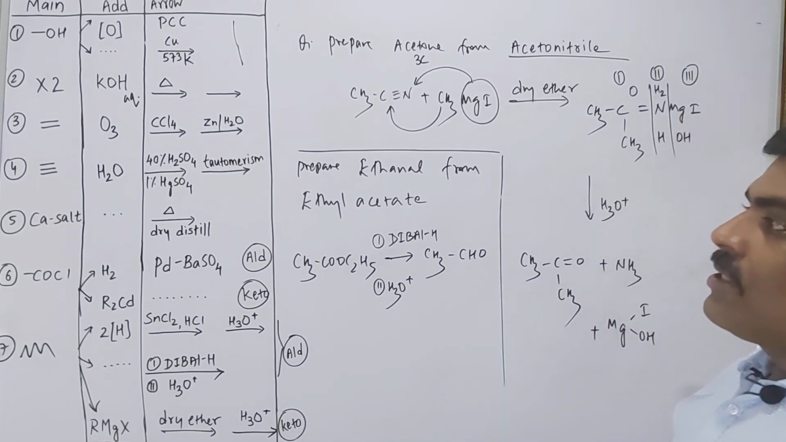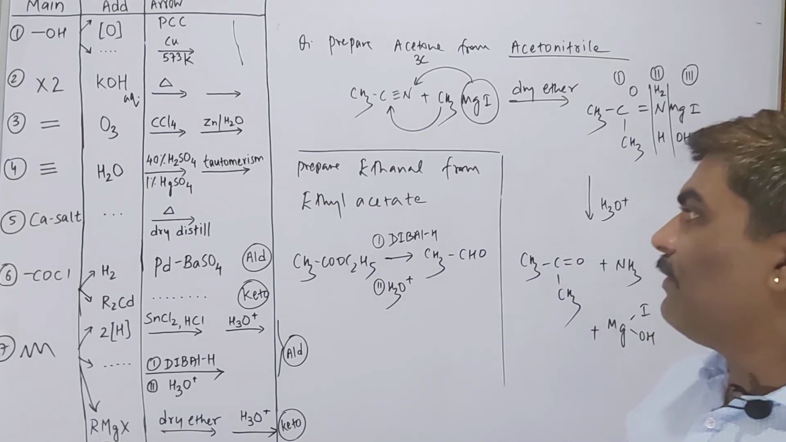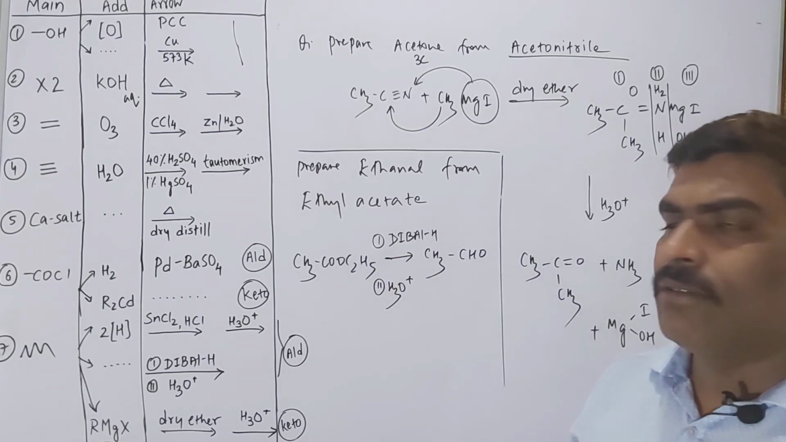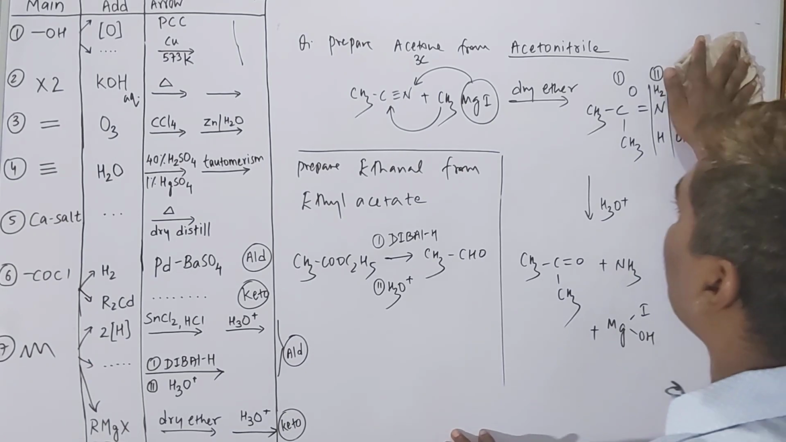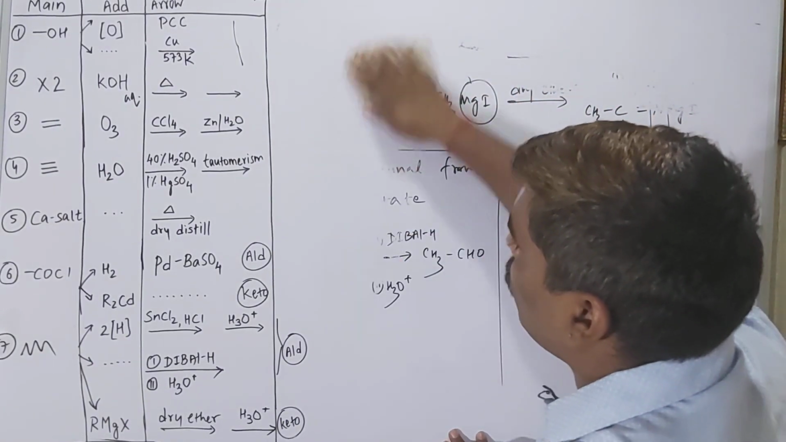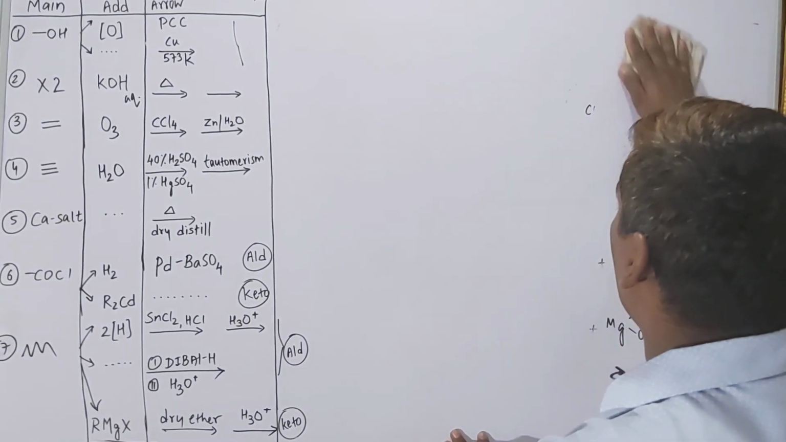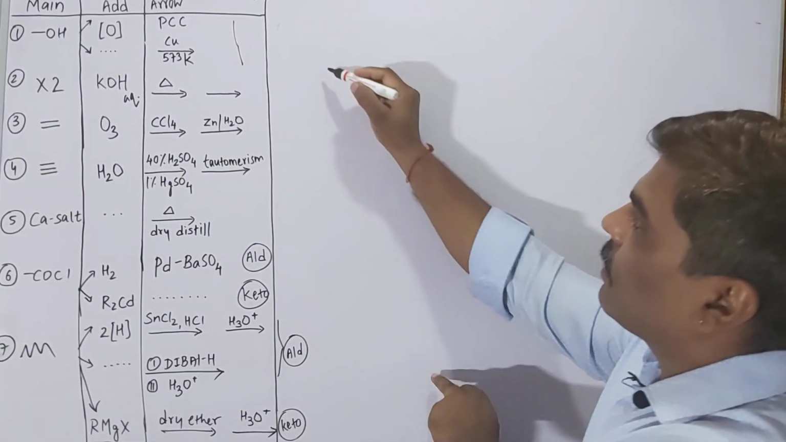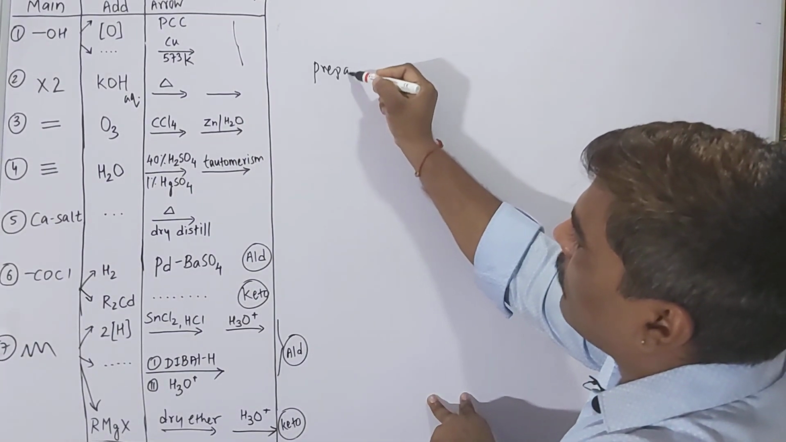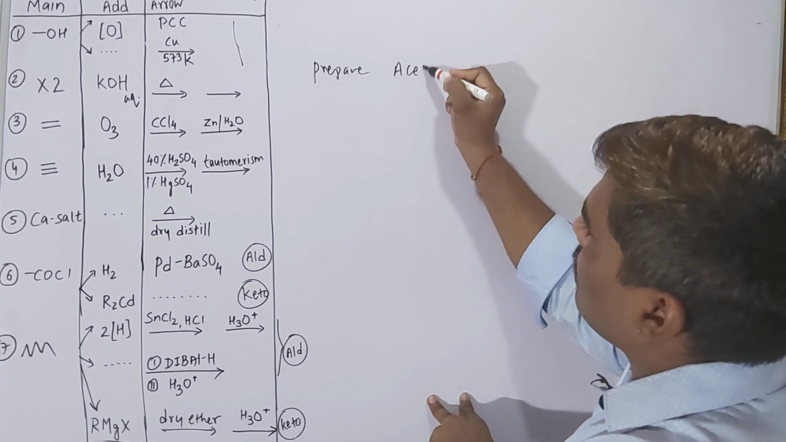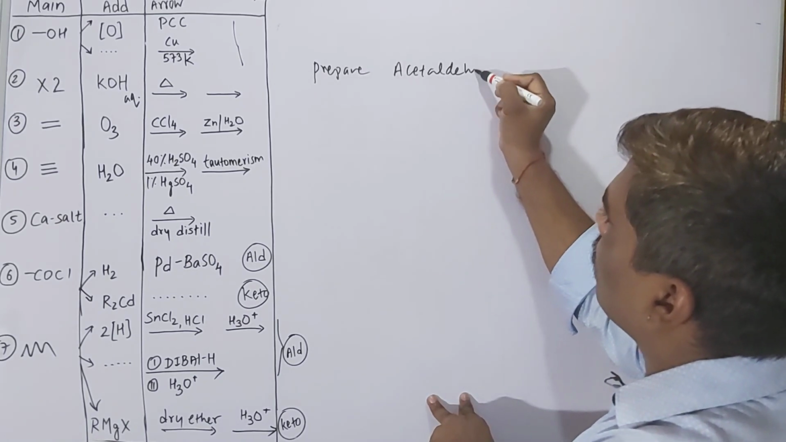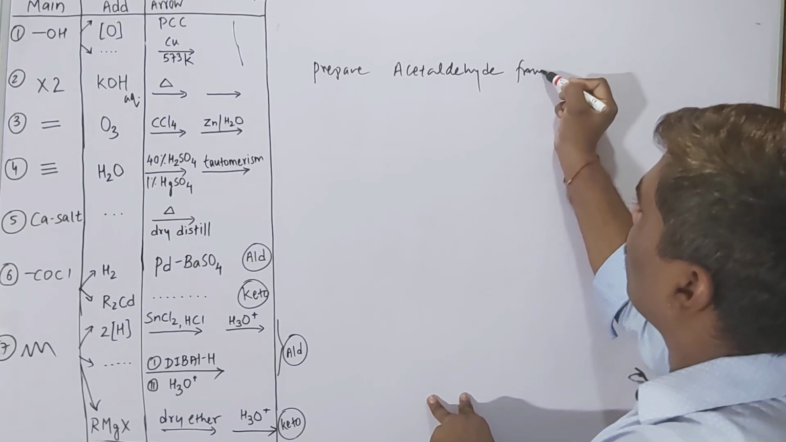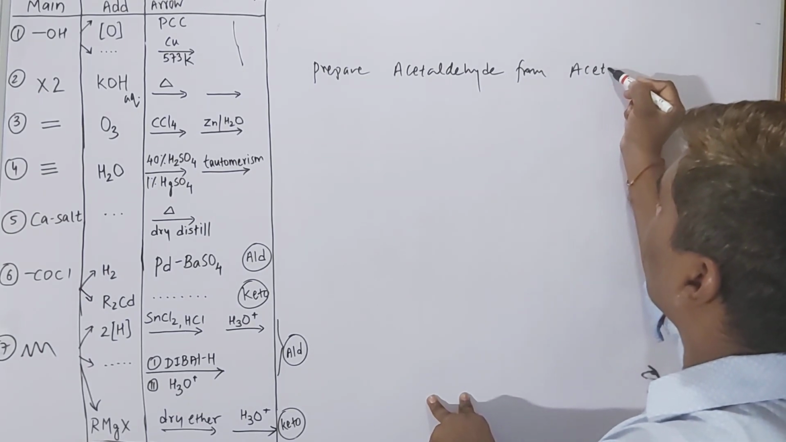Okay, so now the double bond and triple bond part is remaining, that we'll see, which we have already done in 11th, but then also we'll see the reaction, how to write it if it comes. Suppose the question is to prepare acetaldehyde from acetylene.